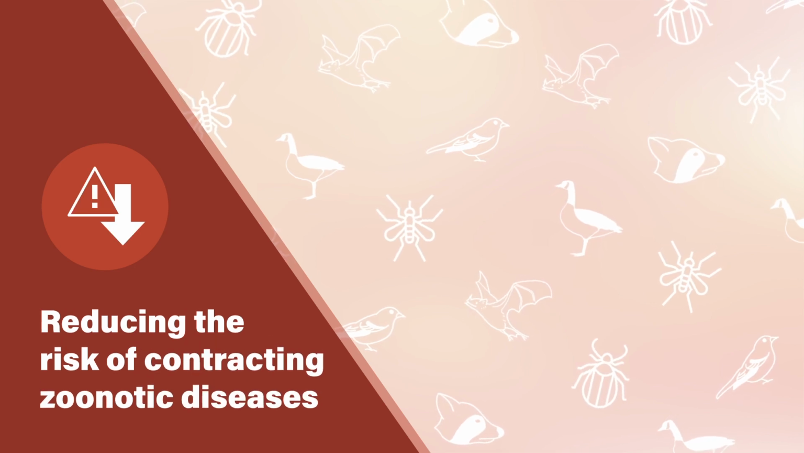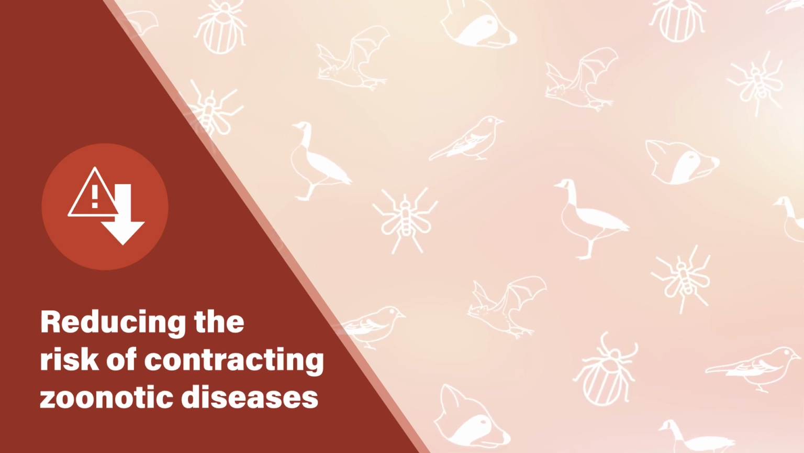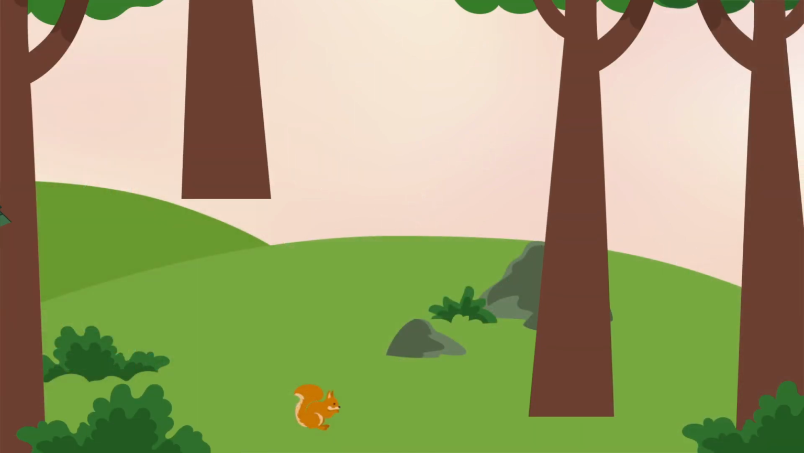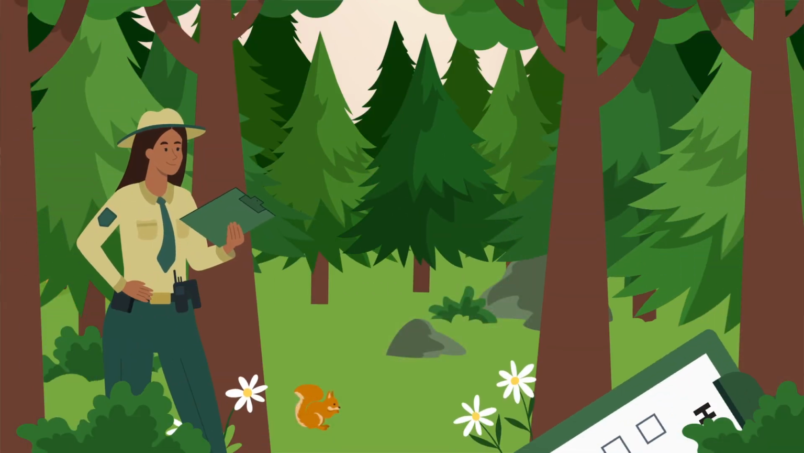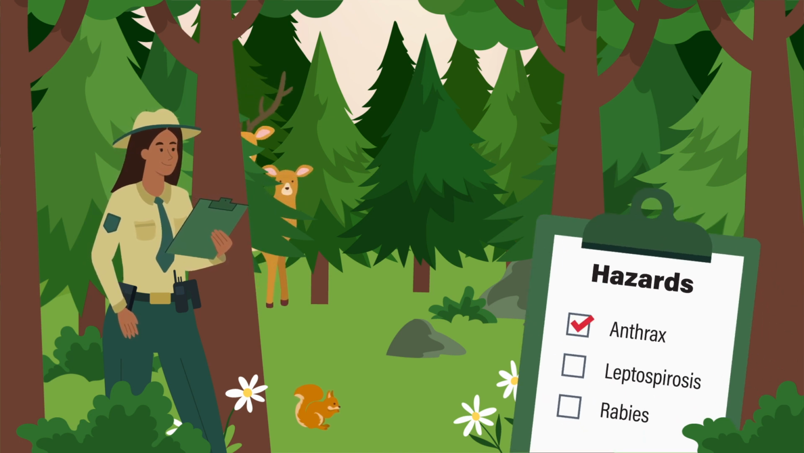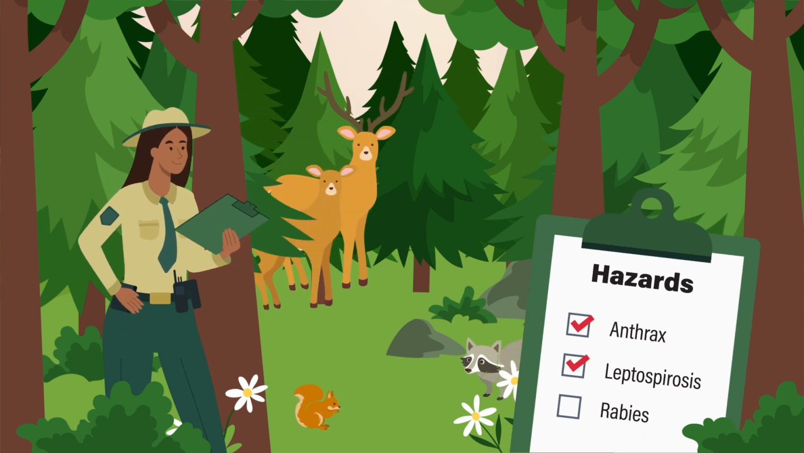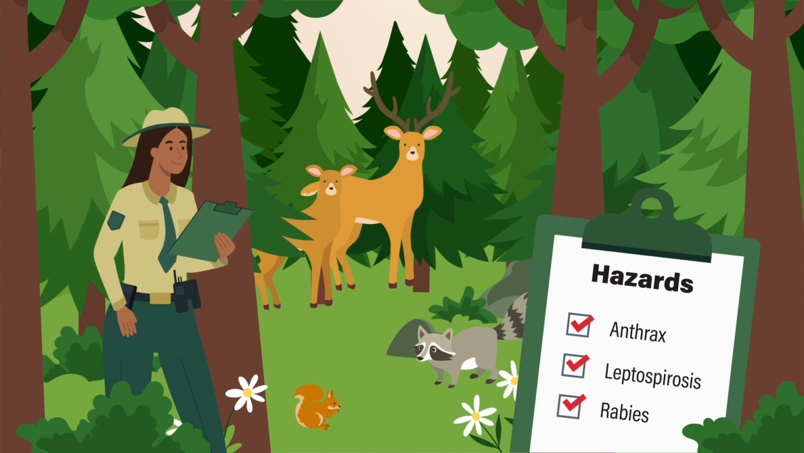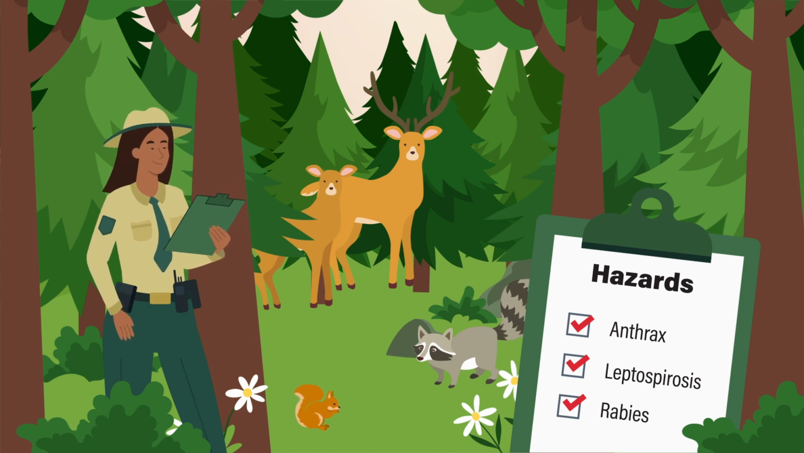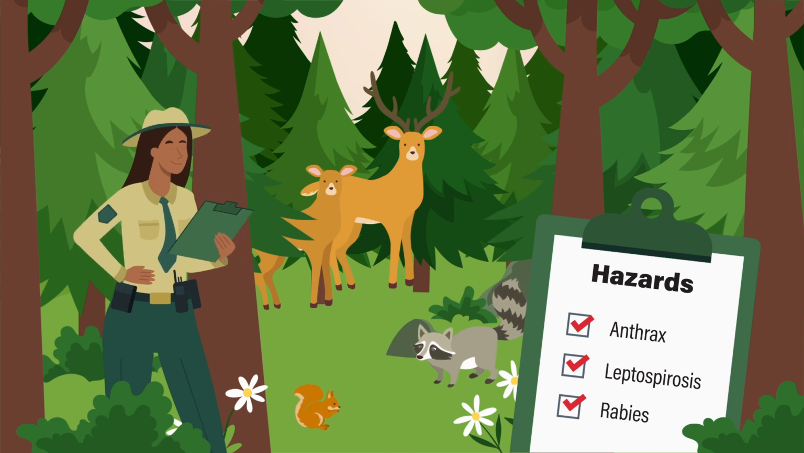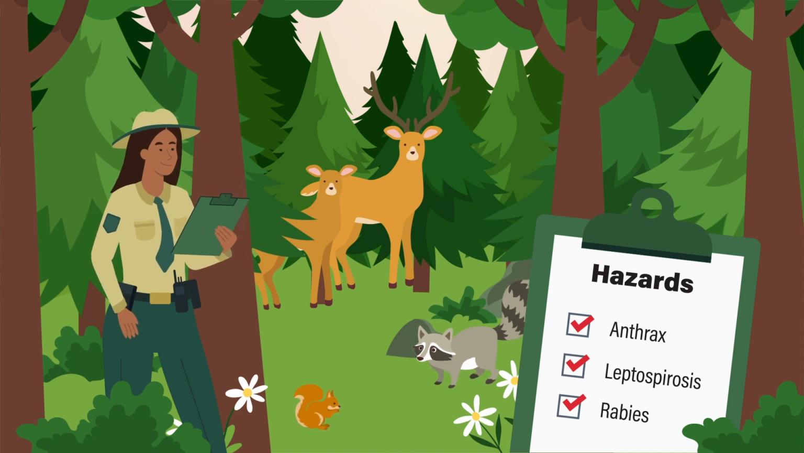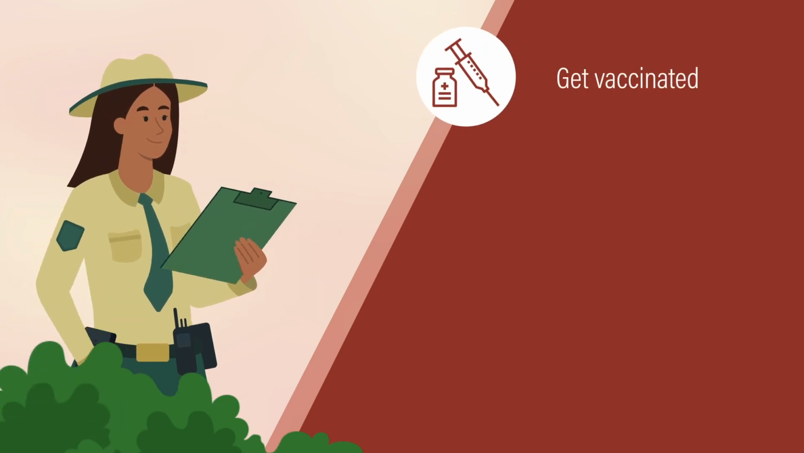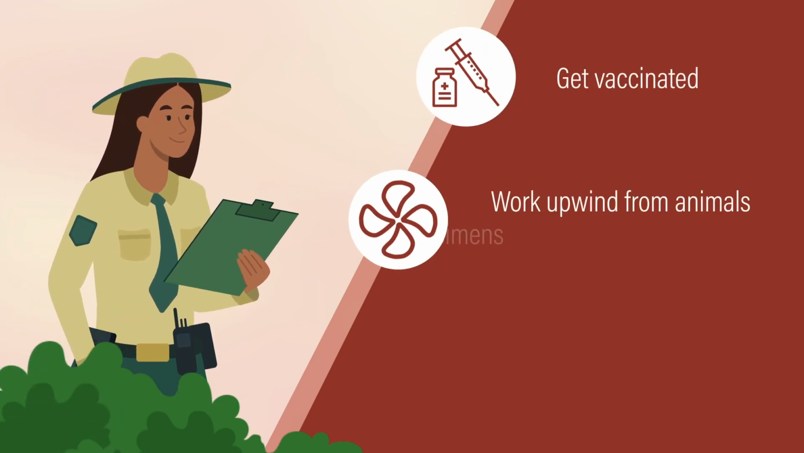Now we'll talk about ways to reduce the risk of contracting zoonotic diseases. It's the employer's responsibility to identify all hazards to which workers could be exposed, and to implement and support measures to reduce risk together with their employees. Workers are responsible for reporting hazards, using personal protective equipment or PPE, and working in a safe manner as required by the employer.